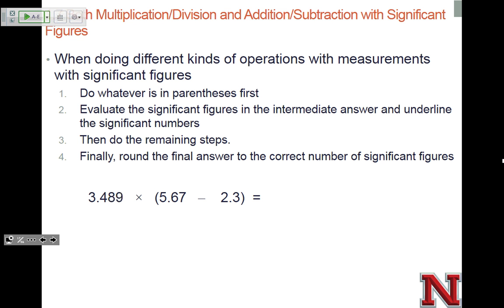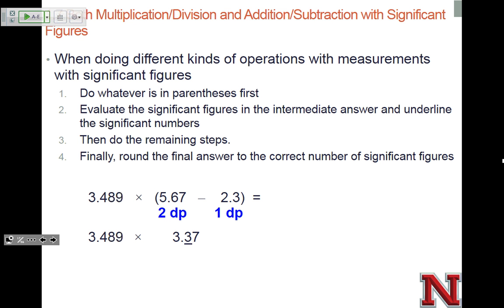So our first step will be what's in parentheses. In parentheses, we have 2 decimal places and 1 decimal place. If I take 4.67 and subtract 2.3, I'll get 3.37. I'm going to underline where I should round, but I'm going to keep the 7 for now. I should be rounding at 1 decimal place because for addition and subtraction, we go by the least amount of decimal places. That's what our answer should be in. But I'm going to keep that 7 so I get the correct number. I'm just going to underline it.